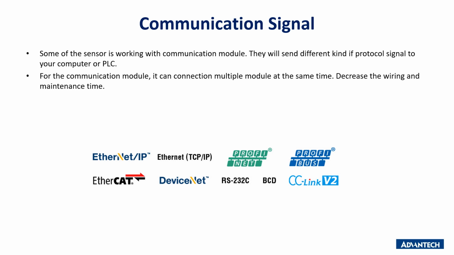The last kind of sensor, divided by signal type, is the communication signal. Different from analog and digital signals, these kinds of sensors work with a communication module. They can support multiple kinds of protocols like EtherCAT, Ethernet, Profinet and so on. With a communication module, it can connect multiple modules at the same time, decreasing the wiring and maintenance time.